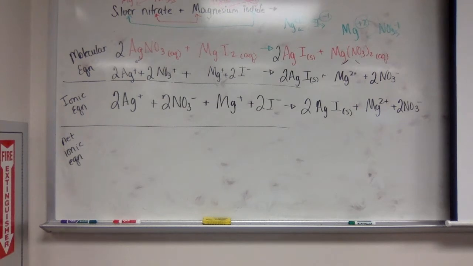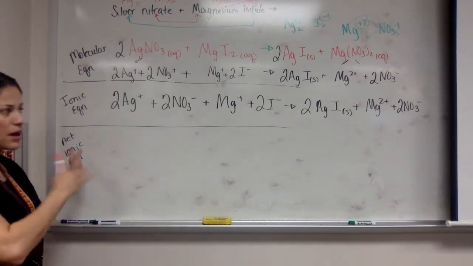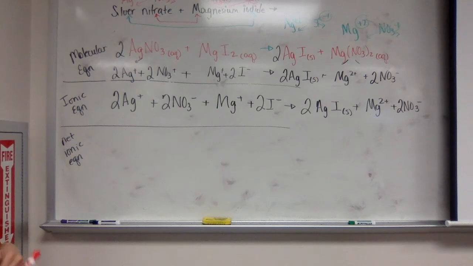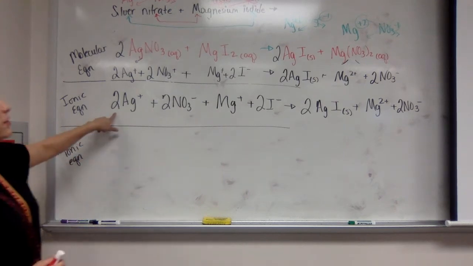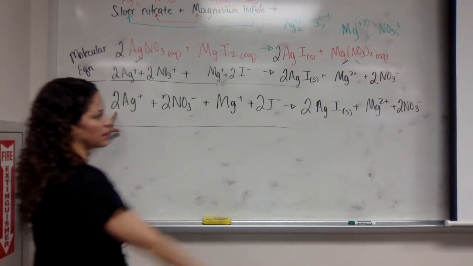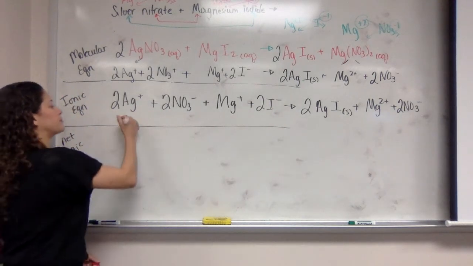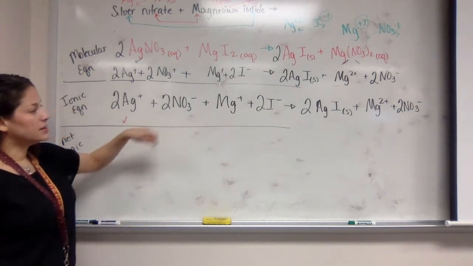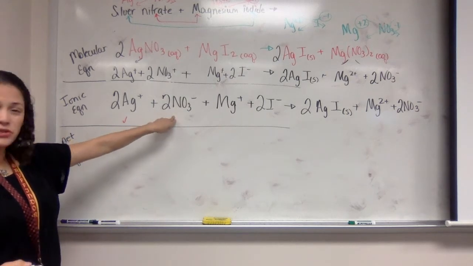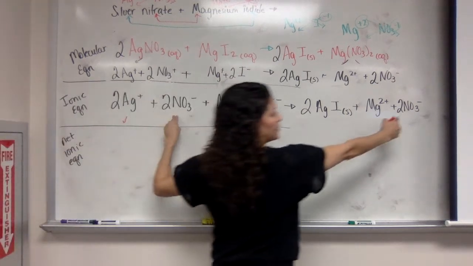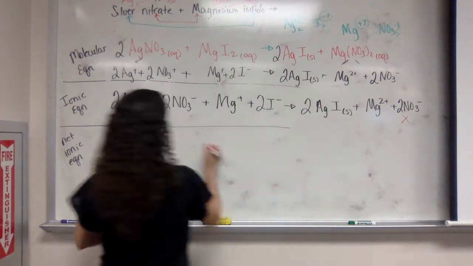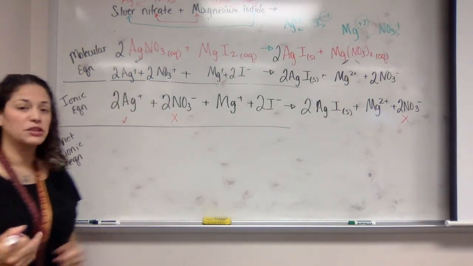My net ionic equation is pretty simple. I'm going to see what's on the reactant side, and if I find it on the product side, I'm going to X it out. So if I have 2 silver ions here, I don't have any silver ions in there, so that's going to stay. I have a little check mark here, to make sure that I've gone through everything. If you notice, you have 2 nitrate ions here, and I have 2 here. So I'm going to X these guys out because they're going to cancel each other out.